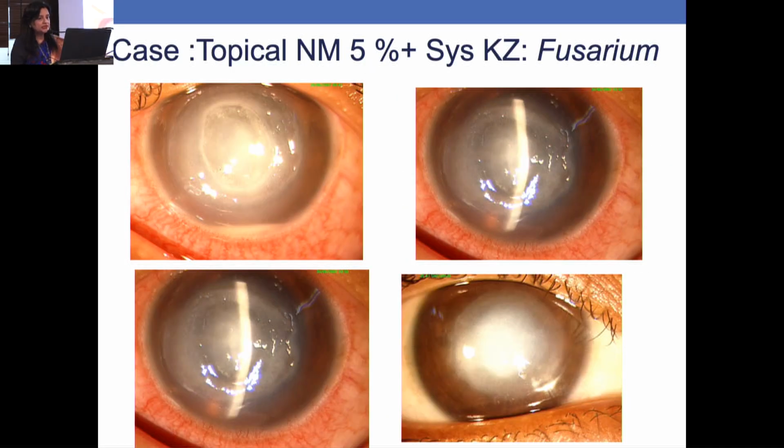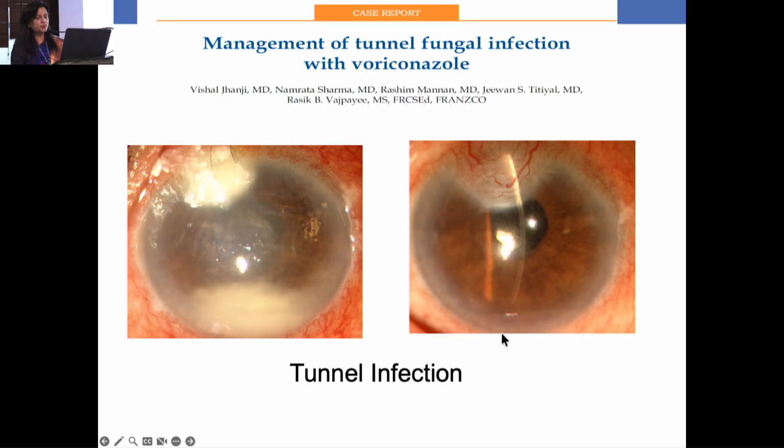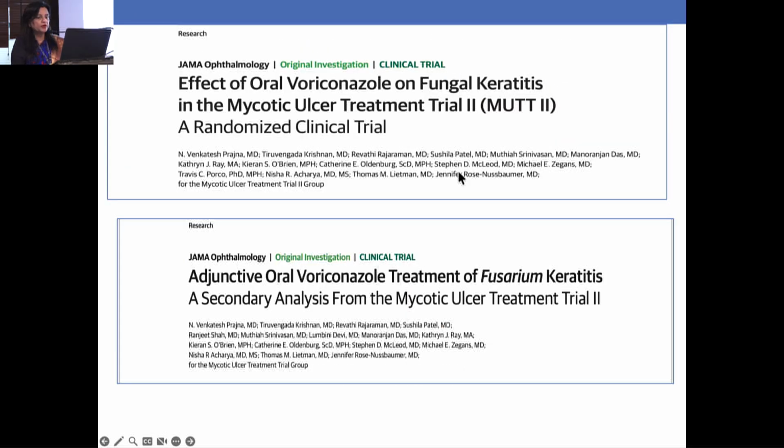So this is a large ulcer. Topical natamycin with systemic therapy was given due to Fusarium, and finally a scar is formed. Of course, you need to do a penetrating keratoplasty at a later date for this. This was a tunnel infection due to Fusarium keratitis, and again this healed on voriconazole.